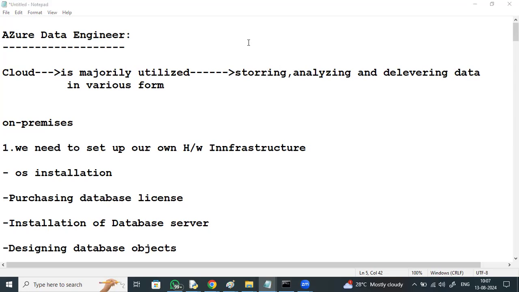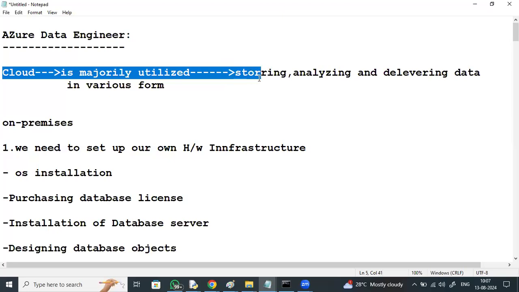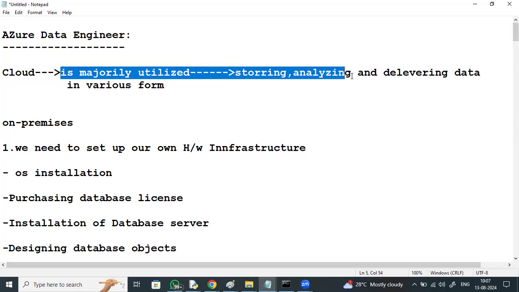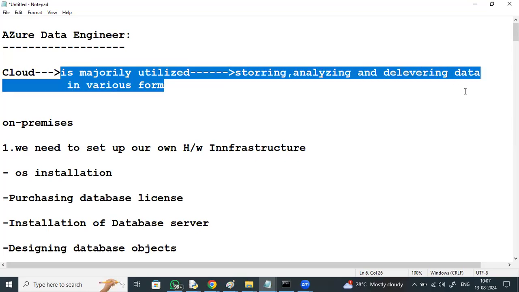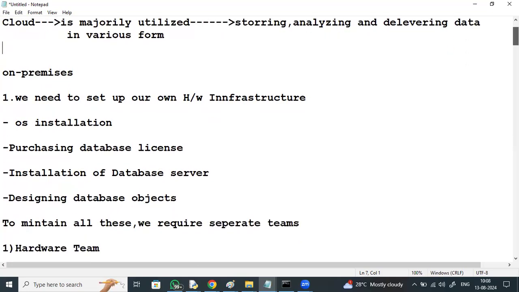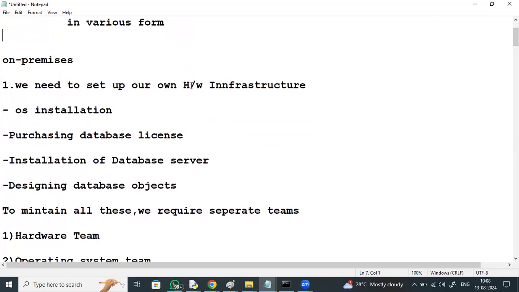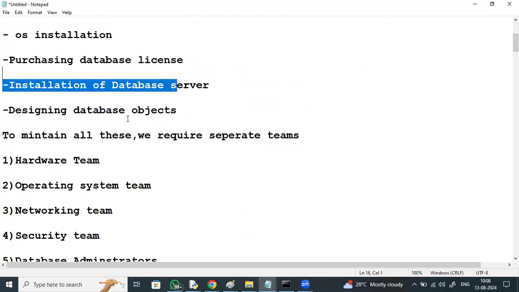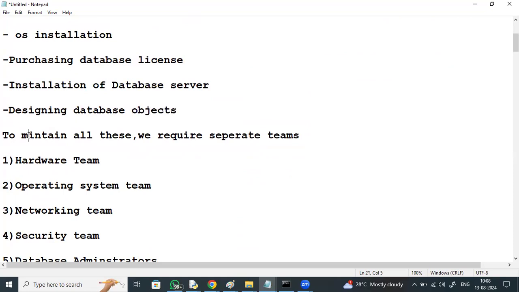So in yesterday's demo session, I was discussing the introduction to Azure data. Let me take 5 to 10 minutes to recap what we discussed in the last class. Cloud is majorly utilized for storing, analyzing, and delivering data in various forms. Generally, if we talk about on-premises, we need to set up our own hardware infrastructure. On top of it, OS installation, purchasing of database license, installation of database server, designing database objects. And to maintain all this, we require separate teams.